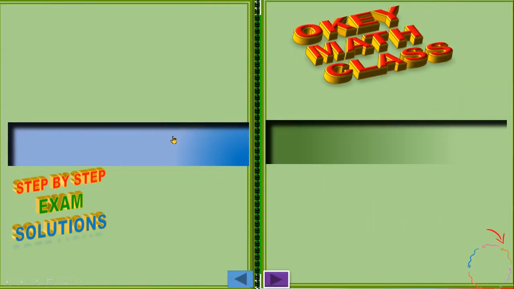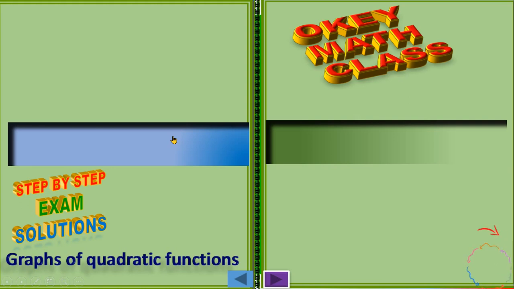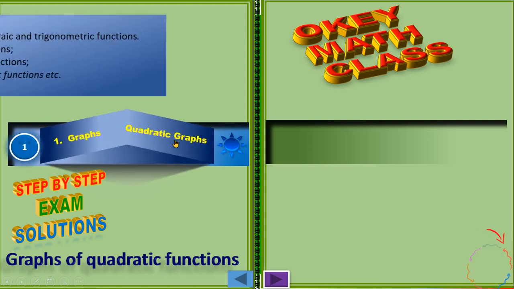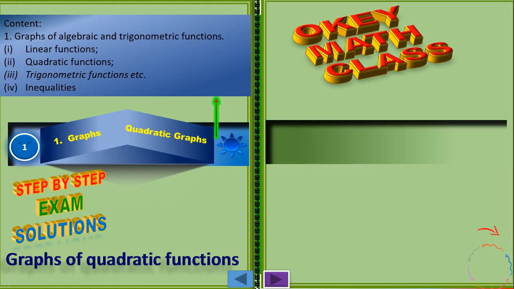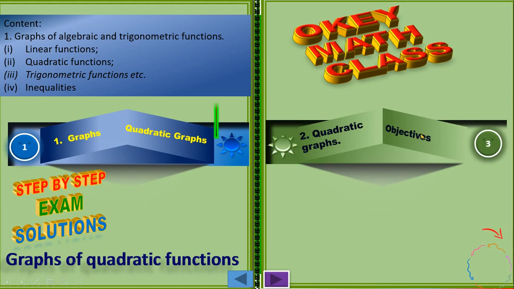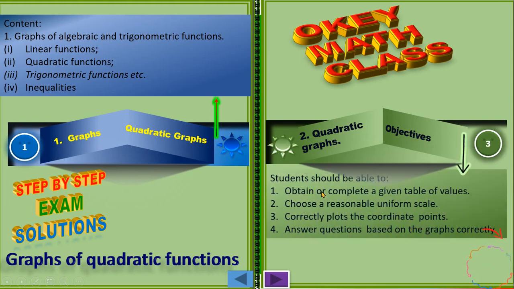Okay, math class, step-by-step exam solution to graphs of quadratic functions. In this series of presentations, we have been studying graphs of linear functions, quadratic functions, trigonometric functions, and inequalities. In this particular presentation, we are looking at graphs of quadratic functions, and our objectives are: number 1, obtain or complete a given table of values. 2, choose a reasonable uniform scale. 3, correctly plot the coordinate points. 4, answer questions based on the graphs correctly.